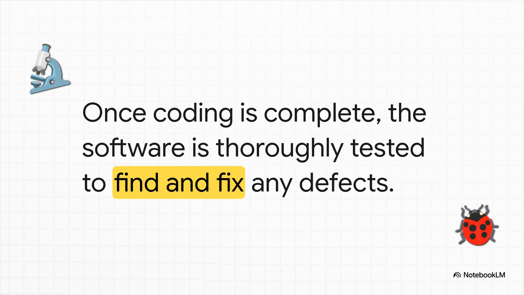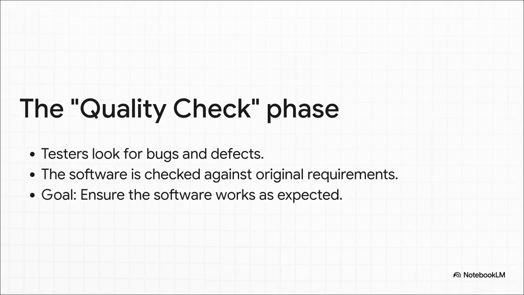But does it work? And maybe more importantly, does it work the way it's supposed to? That's what we find out in the testing phase. This is the all-important quality check. You have a dedicated team of testers whose job is, well, to try and break the app. They hunt for bugs, errors, glitches, anything that's not right. And crucially, they check it against that original list of requirements to make sure it does everything we agreed on way back in phase 1.